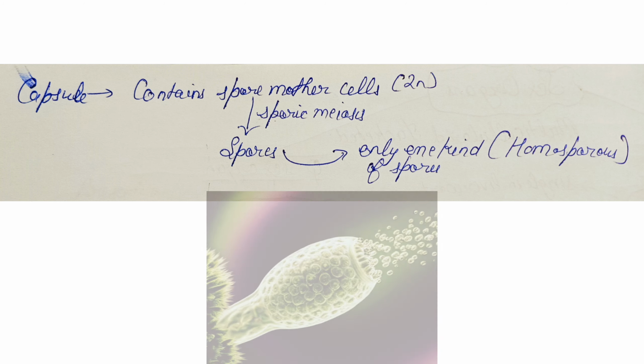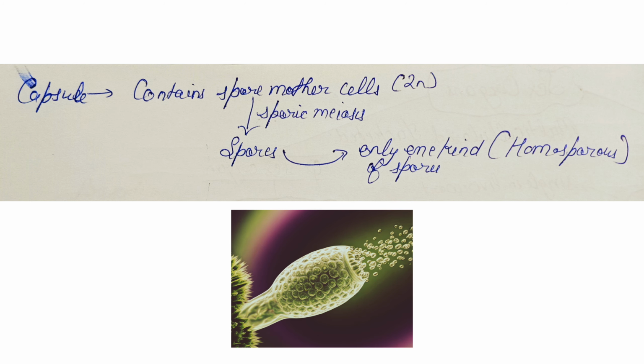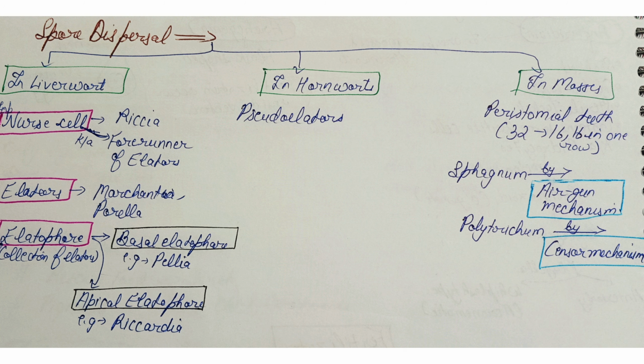Capsule contains the spore mother cells. These undergo meiosis and produce the spores. In bryophytes, only one kind of spore is produced, so bryophytes are homosporous. About spores, the most interesting point is spore dispersal. It occurs by different mechanisms in different classes.